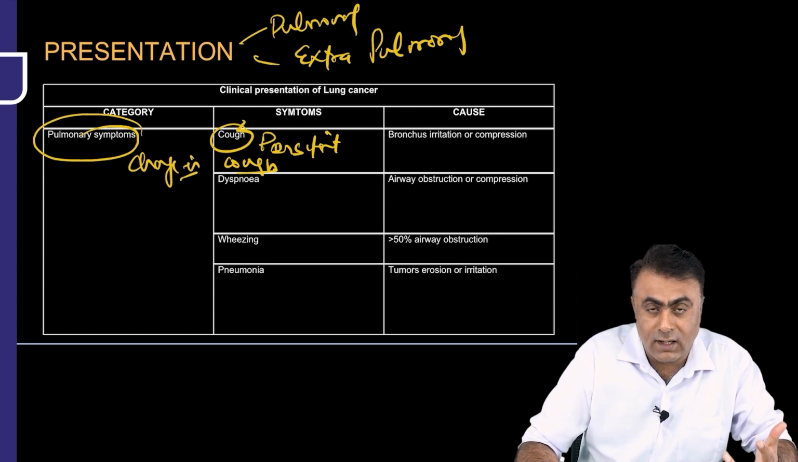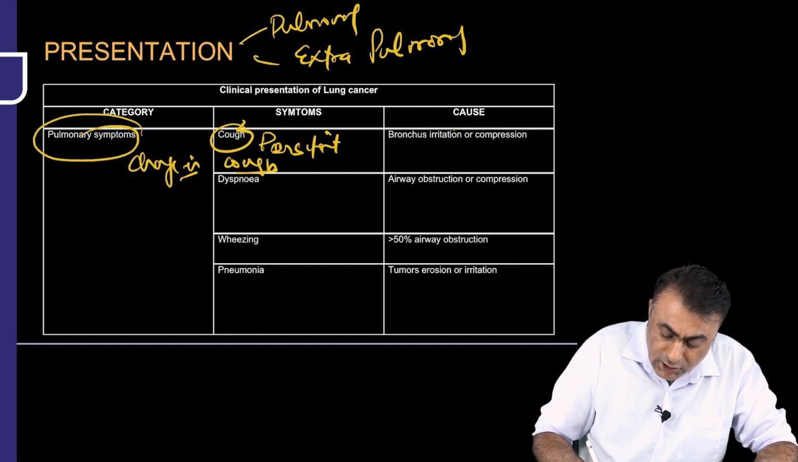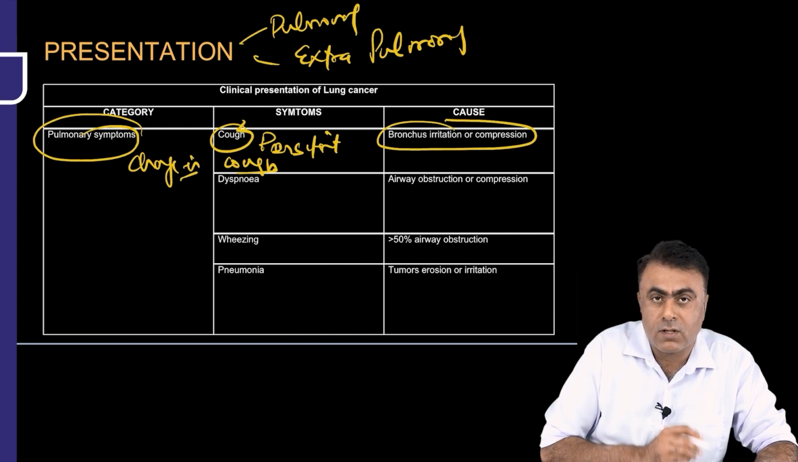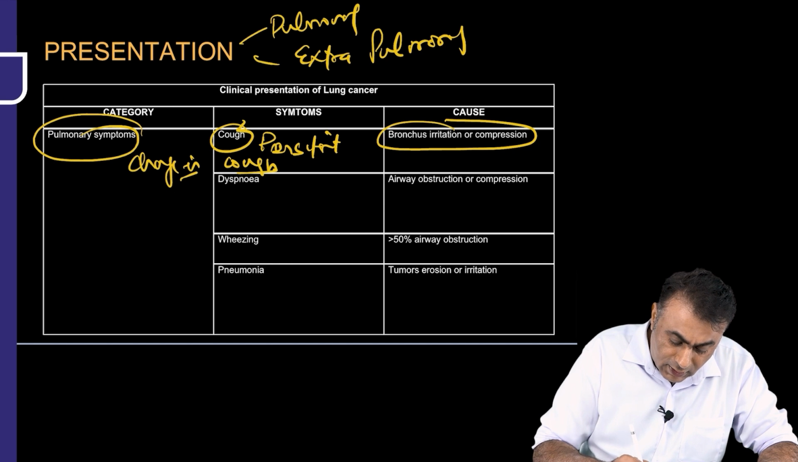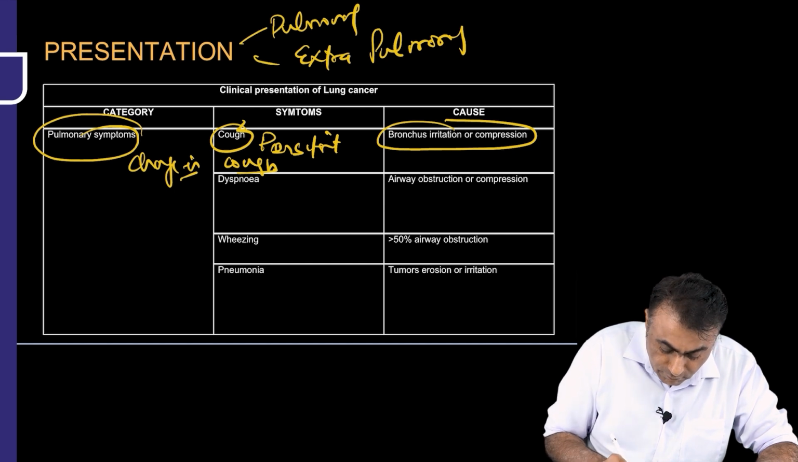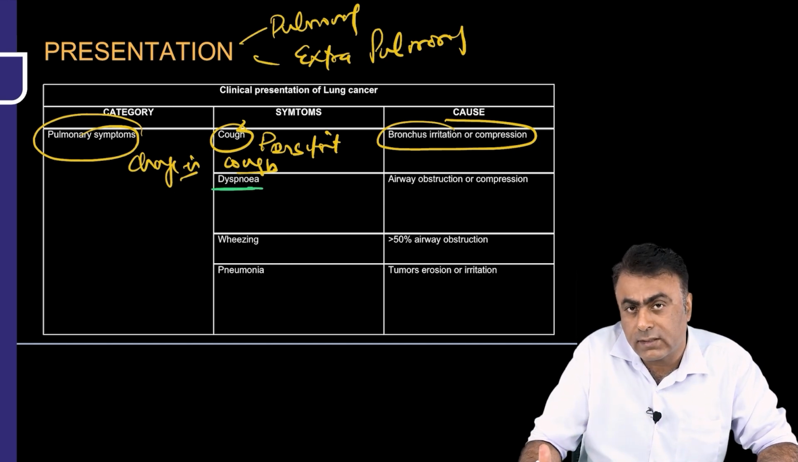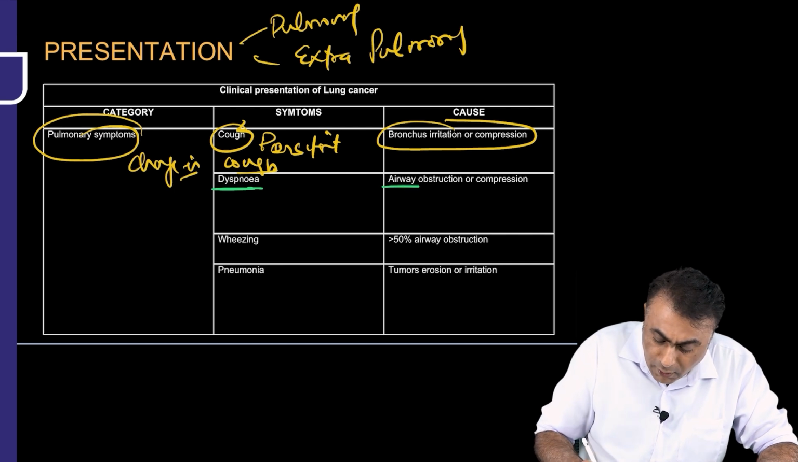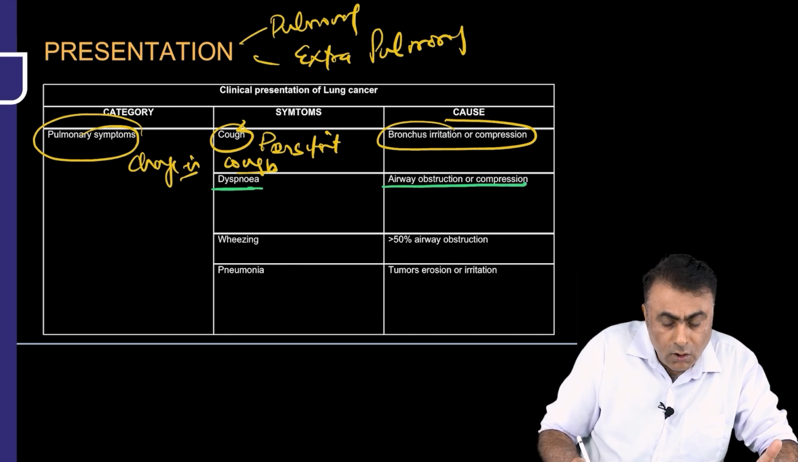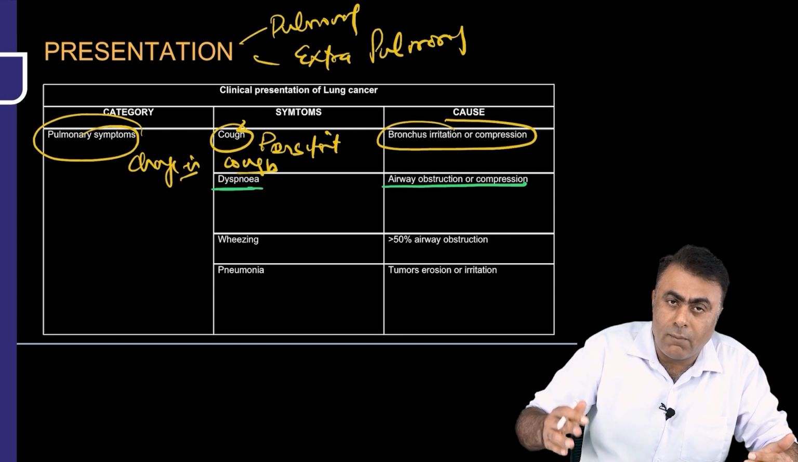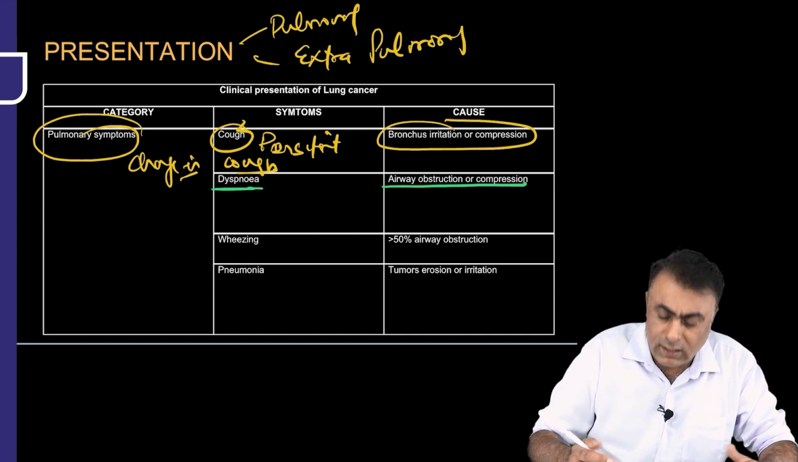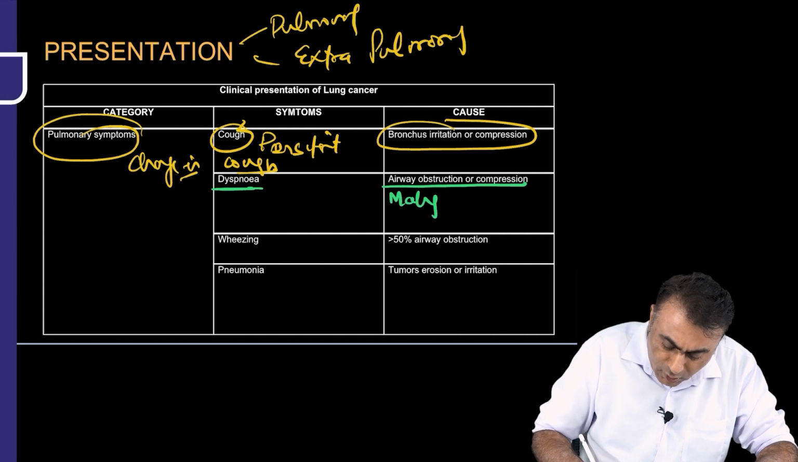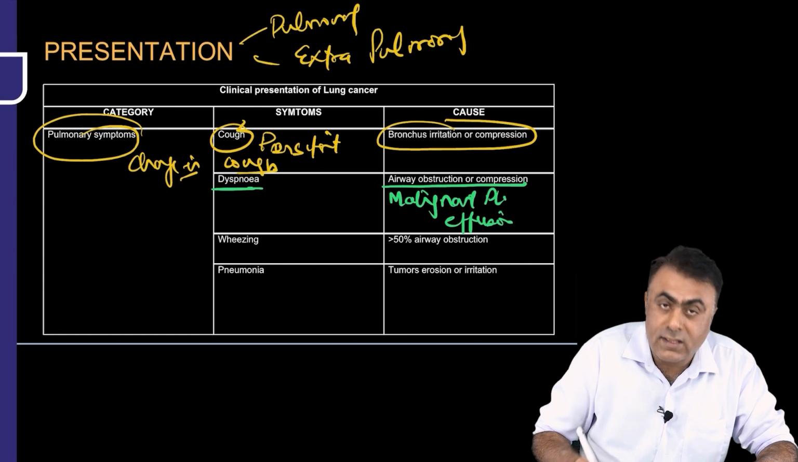And why does this cough occur? It is because of irritation or compression of the bronchus. Then another very important presentation of lung cancers can be dyspnea. Dyspnea can occur because of different reasons. It can occur because of airway obstruction or compression by the tumor, or involvement of neighboring structures. If the pleura gets involved, there can be malignant pleural effusion, and that can also lead to dyspnea.